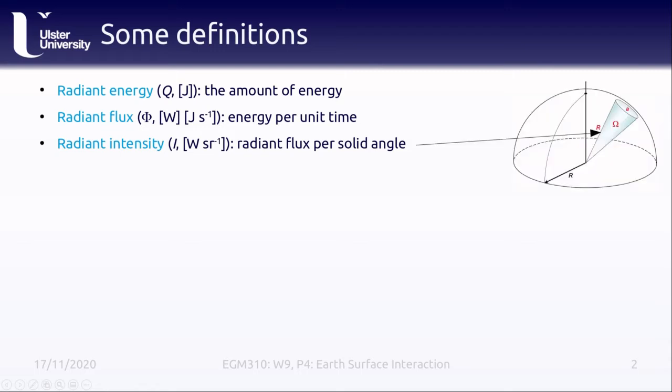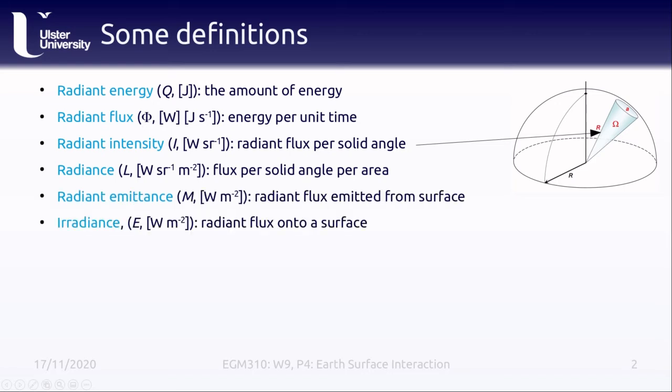A solid angle is the portion of a field of view that's covered by an object. It's the three-dimensional extension of an angle, indicated by the cone in this diagram here. Radiance, measured in watts per steradian per meter squared, is the flux per solid angle per area that is emitted by or falls on an object.